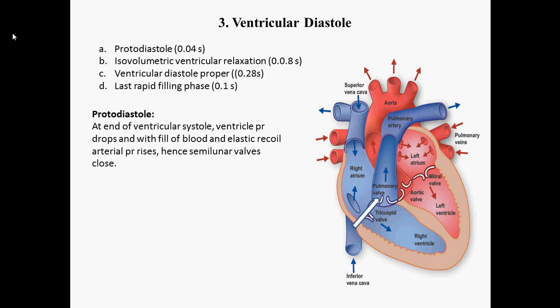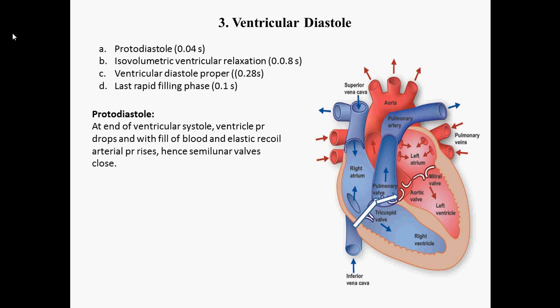So as a result of that elastic recoiling, the artery walls are coming back to their original position, so the pressure in the arteries increases. So ventricular pressure is declining and arterial pressure is increasing, and as a result of the increased pressure of the arteries, the semilunar valves, that is the pulmonary valve and the aortic valve, close. So protodiastole phase starts with the end of the ventricular systole and the closing of the semilunar valves.